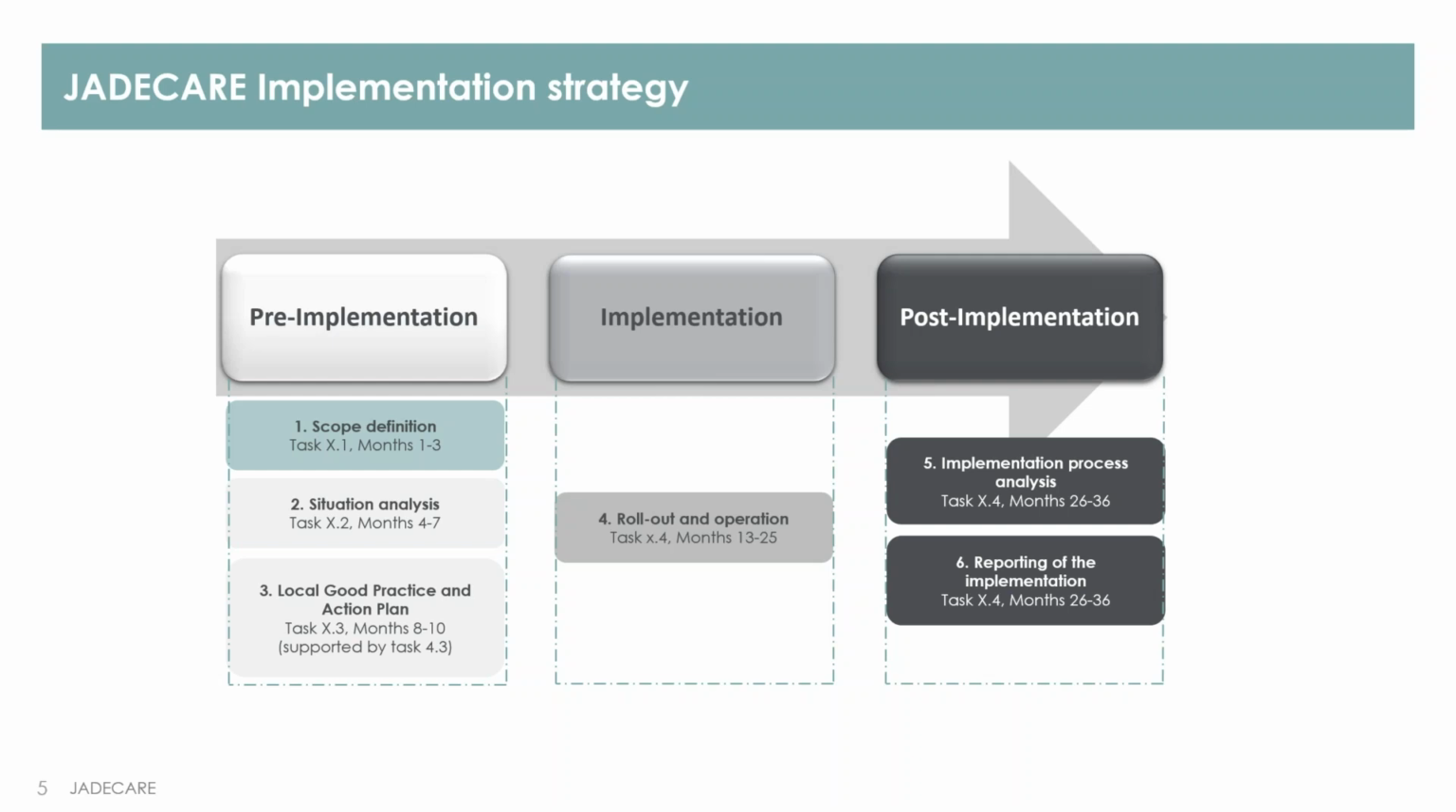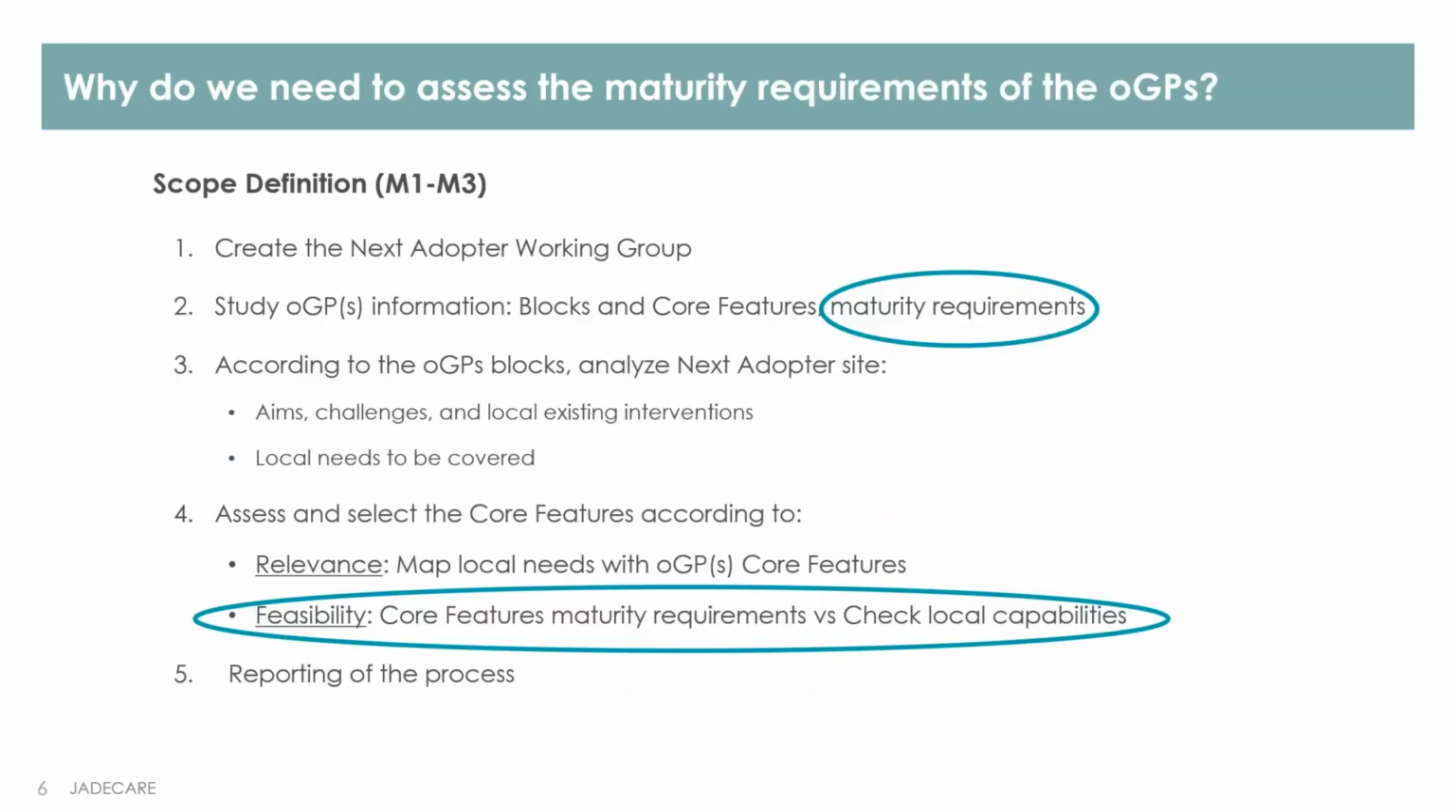Okay, so as I was saying, this work is planned for the scope definition in the pre-implementation phase by month 3. This is December 2020. And why do we need to assess the maturity requirements of the original good practices? Because it will be one of the inputs from the early adopters that the next adopters will study on the step 2 of the scope definition. And that then we'll use in the step 4 to assess the feasibility of implementing the core features that are relevant for them.